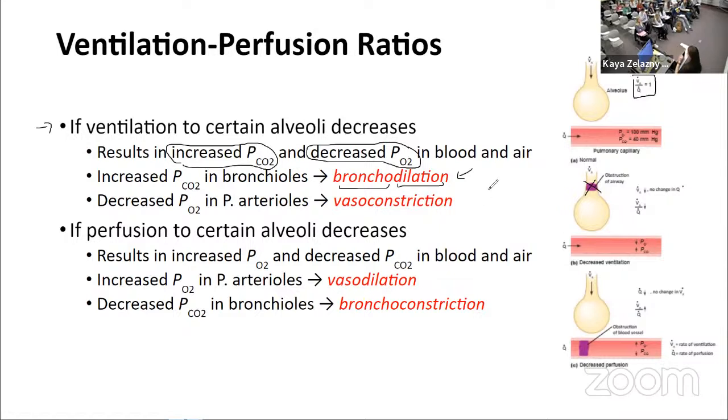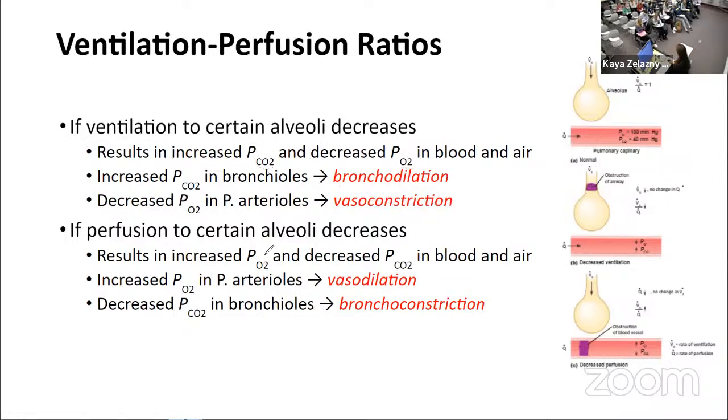So at the same time, the pulmonary arterioles are going to respond to that decrease in oxygenation, and they're going to constrict down, meaning their radius is going to get smaller, so their resistance is going to go up. So it's going to slow down the blood flow. We're responding to essentially a slowdown of air. Ventilation decreased, so we can try to speed up that ventilation by bronchodilating, but we can also try to slow down the blood with vasoconstriction so that we can match that ventilation-perfusion ratio.